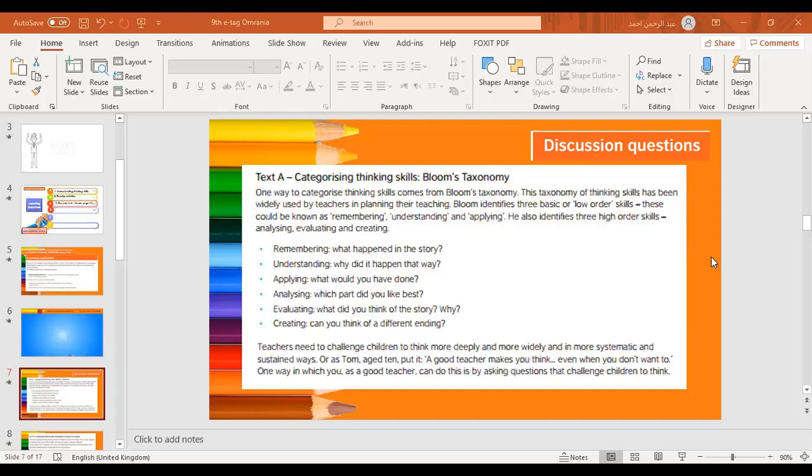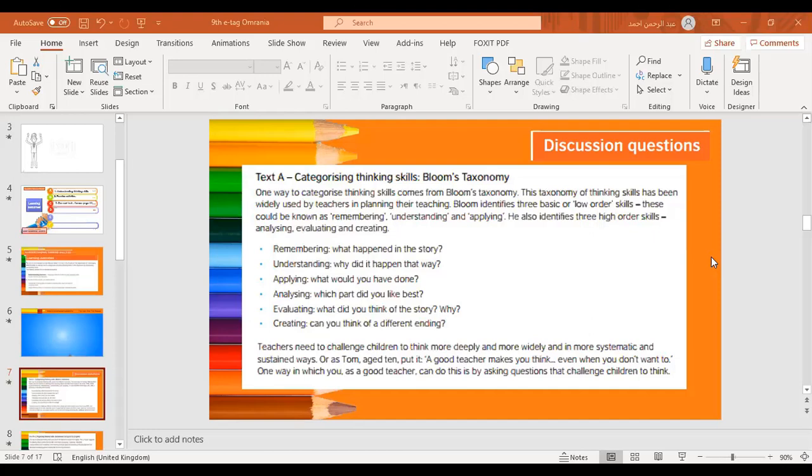What did you think of the story? This is a higher level of thinking. So here the students or your colleagues will think about what they thought of the story. How do you give it a rank or how do you see it? Right, and why? The last part is creating. Can you think of a different ending? So here you make your students make up their minds to give you some other endings for this story.